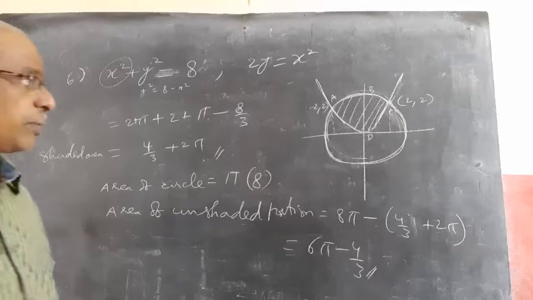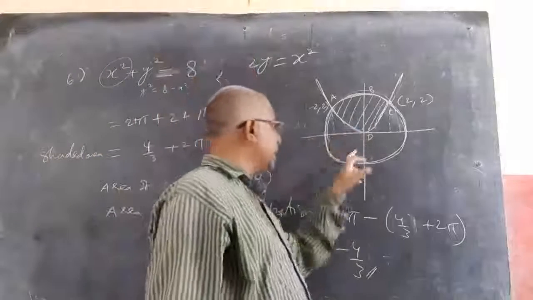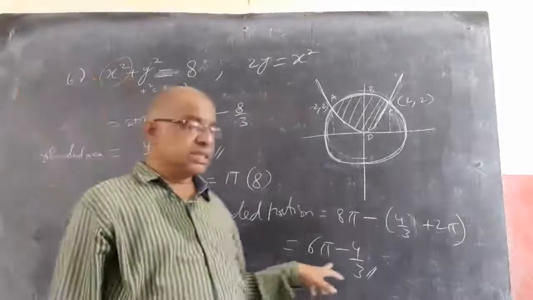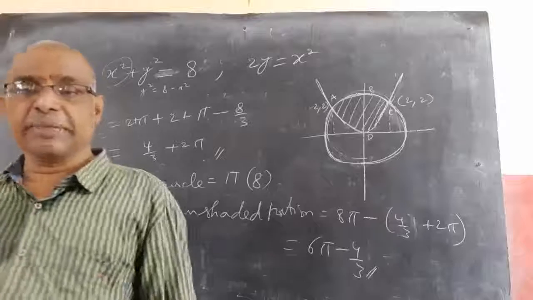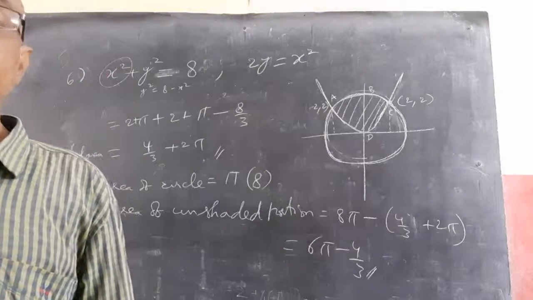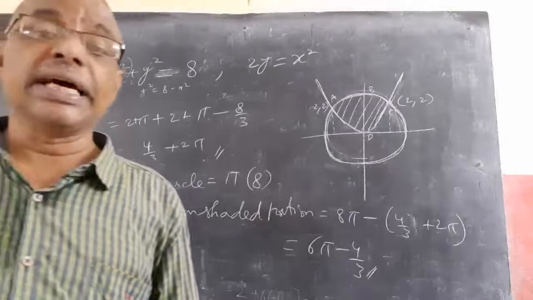So this parabola is dividing the circle into two areas. One part is 4 by 3 plus 2 pi. The other part is 6 pi minus 4 by 3. Like that, the parabola is dividing the circle into two areas, two parts.